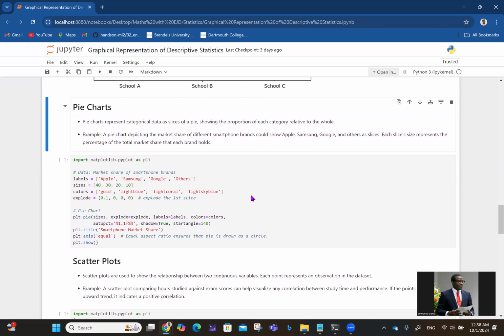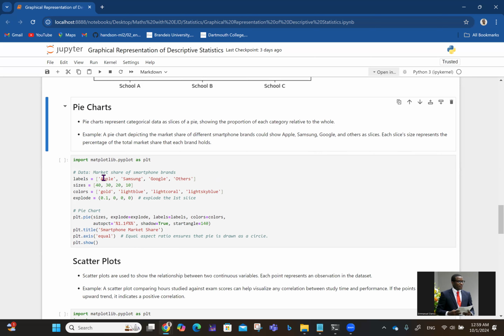Pie charts represent categorical data as slices of a pie, okay? Showing the proportion of each category relative to the whole. You can also consider it as slices of a pizza, okay? So for example, a pie chart depicting the market share of different smartphone brands could show Apple, Samsung, Google, and others as slices. So each slice represents the percentage of the total market share that each brand holds.